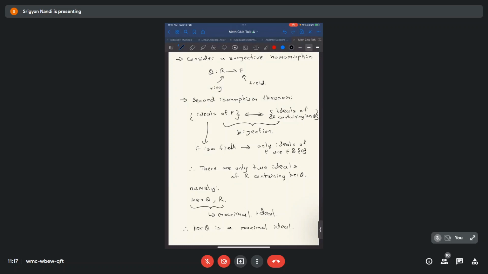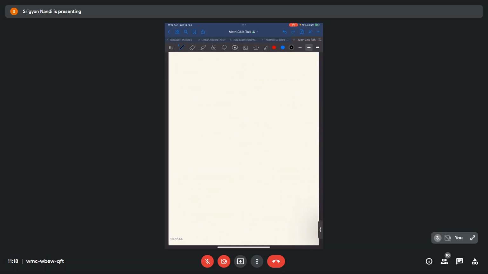So this basically says that for any surjective homomorphism from a ring R to a field F, the kernel of that homomorphism is in fact a maximal ideal in R. So now let's try proving a similar thing and develop both the converse and the forward condition of another strong theorem.